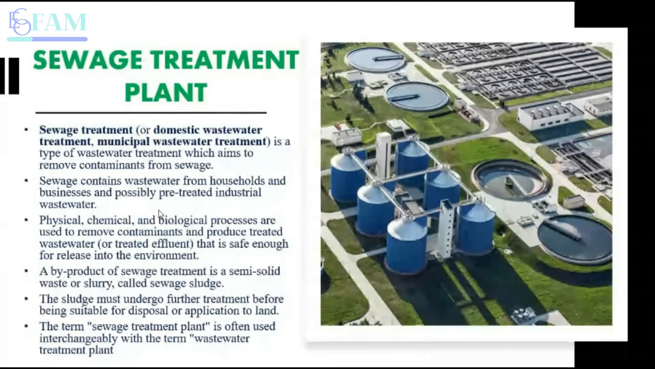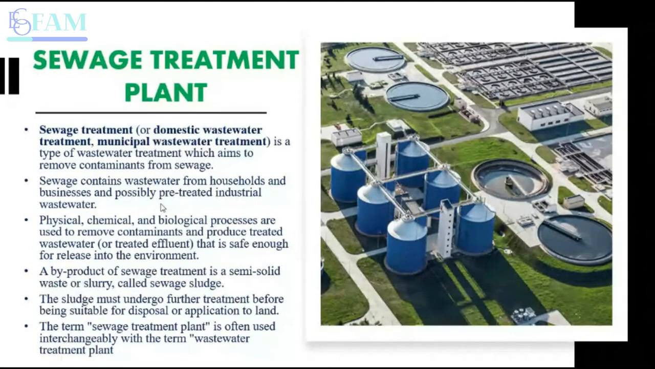Here, a sewage treatment plant is basically meant for domestic wastewater. But if it is industrial wastewater, there is a slight modification in the setup, and we call that a common effluent treatment plant. Common effluent treatment plant means various industries set up a small treatment plant for the wastewater generated from them. They collect it at a common point and treat it in a common treatment plant. That is called a common effluent treatment plant.